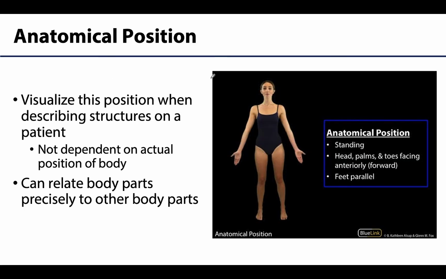So anatomical position is the way one should visualize the body when describing structures on a patient, say in your notes or when discussing with a colleague. And this is important. This is not dependent on the actual position of the body, because as you might imagine, you will be seeing patients in a multitude of different positions, such as supine, which means lying on their back, or prone, laying face down. They could be on their sides, they could be sitting up, they could be moving. So there are a lot of different positions that you'll be seeing a patient.